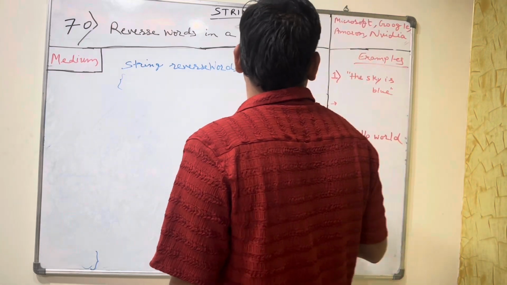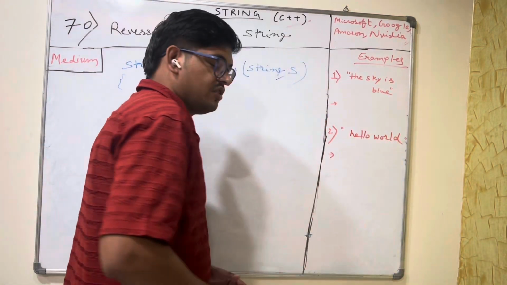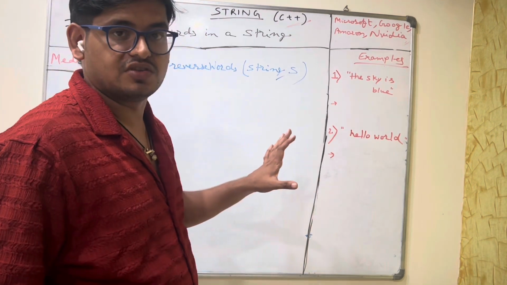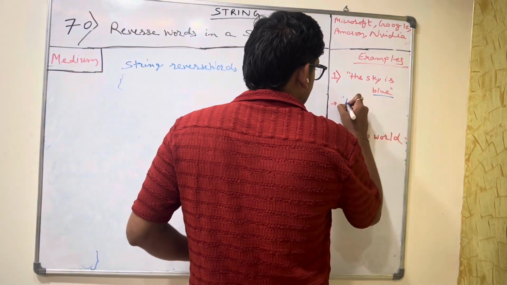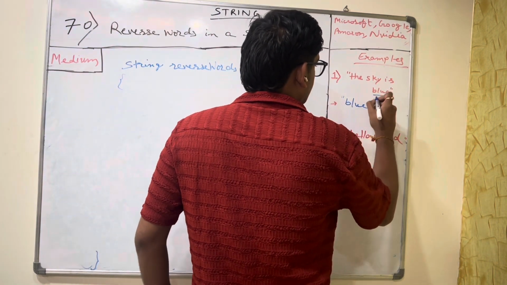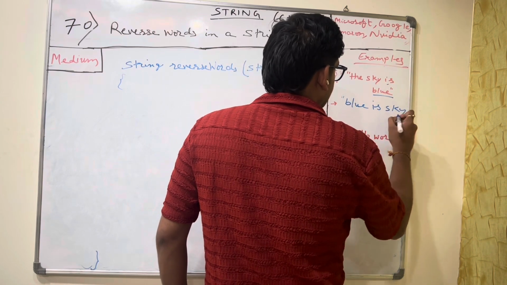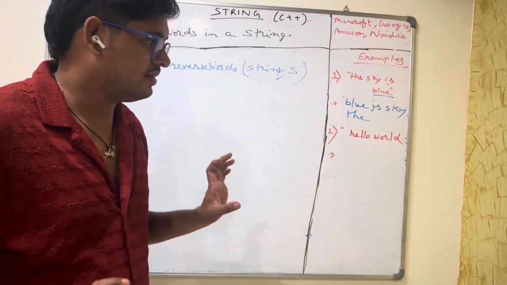The sky is blue. Okay, so we just don't need to reverse the string, we need to reverse the words that are present in the string. That means here our answer will start with the last word, blue, then the second last word, is, then sky, and then the, with a space between every word, right?